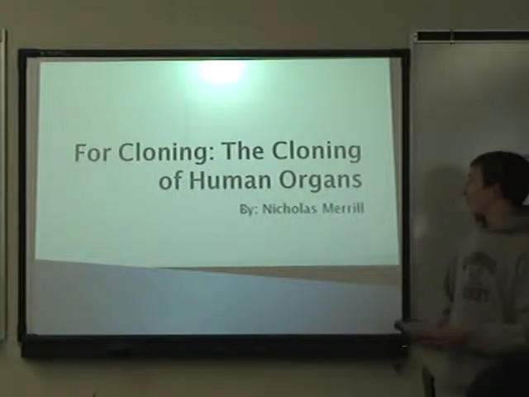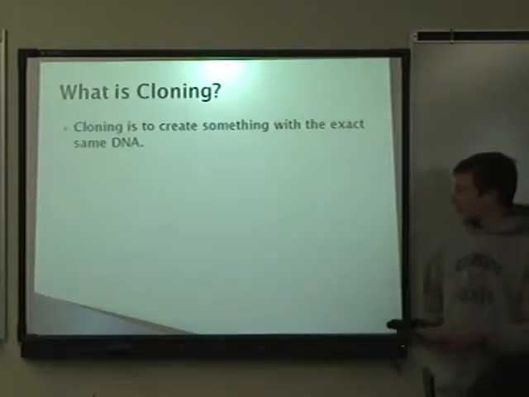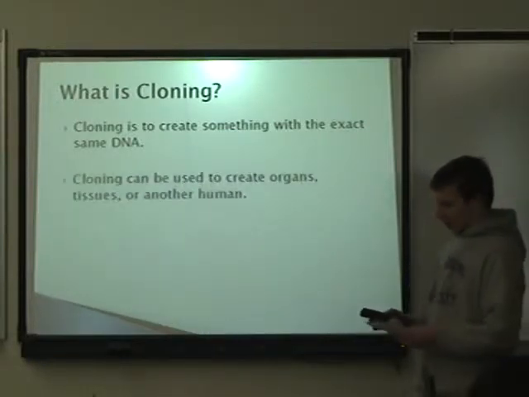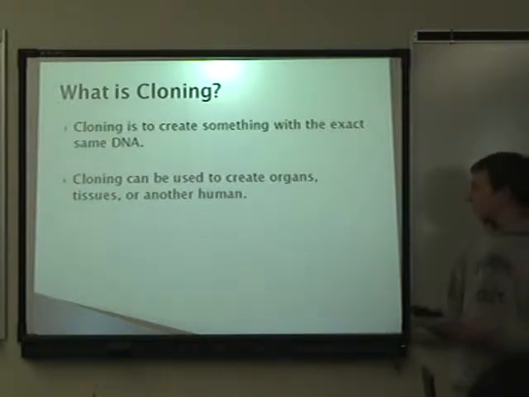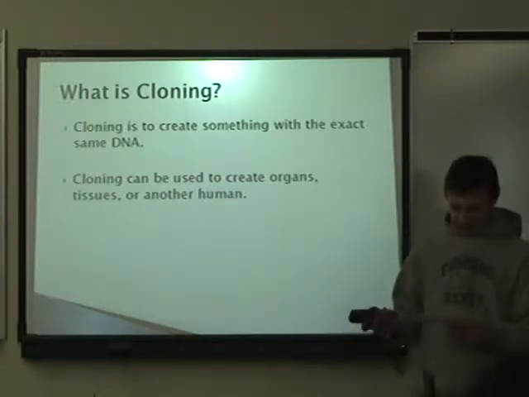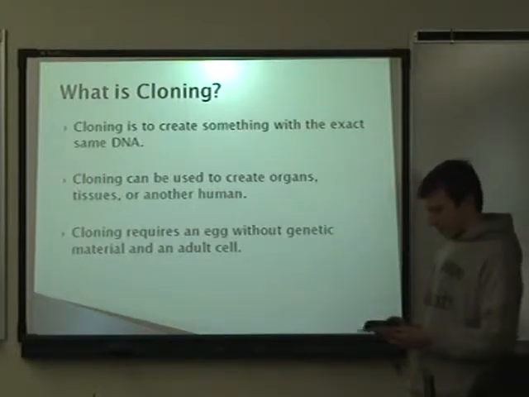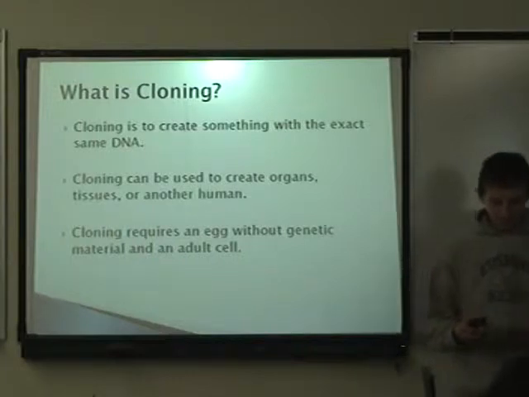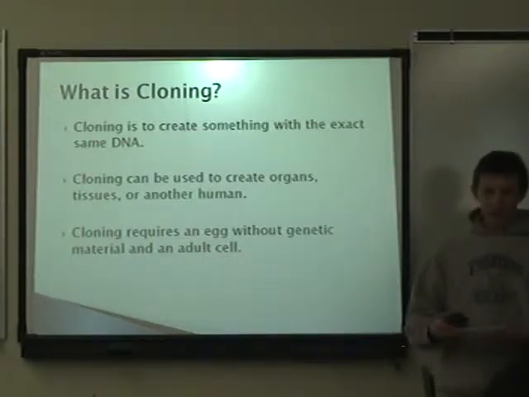Okay, so this is about the cloning of human organs. First, what is cloning? Cloning is to create something with the exact same DNA, and it can be used to create organs, tissues, or another organism. It requires an egg without genetic material and an adult cell most of the time in most types of cloning. A clone is like the original, but it's not exact.